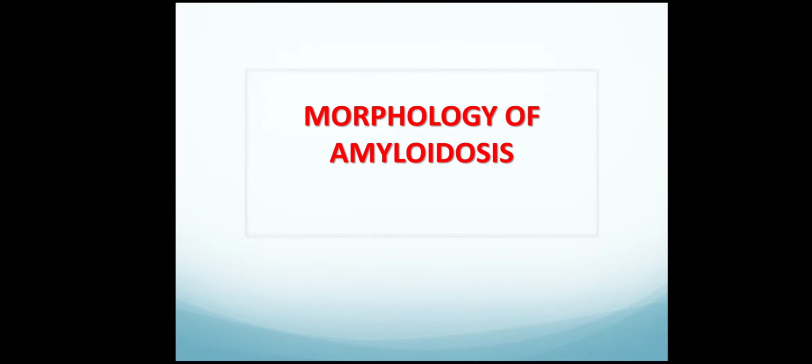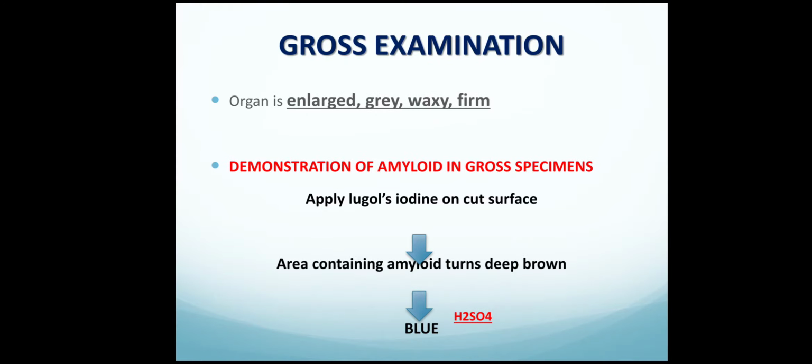Next, we come to a very important topic, that is morphology of amyloidosis. Morphology means the gross appearance of amyloid as well as the microscopic appearance. So in the gross examination, in the organs where amyloid gets deposited, the organ becomes enlarged, grey, waxy in appearance, and firm.